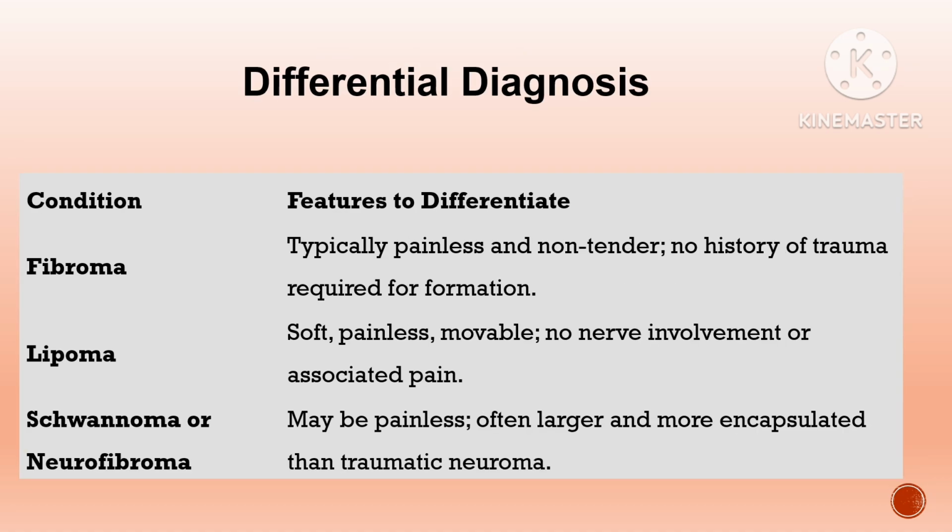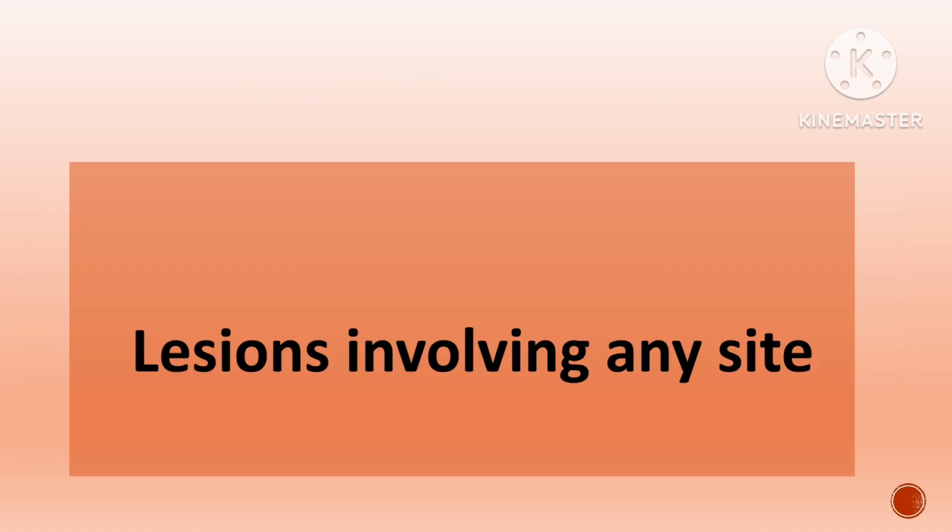If we compare the traumatic neuroma with similar-appearing lesions of the oral cavity, fibroma is typically painless and non-tender, and no history of trauma is required for its formation. Lipoma is soft, painless and movable, with no nerve involvement or associated pain. Neurofibroma or schwannoma may be painless, often larger and more encapsulated than the traumatic neuroma.